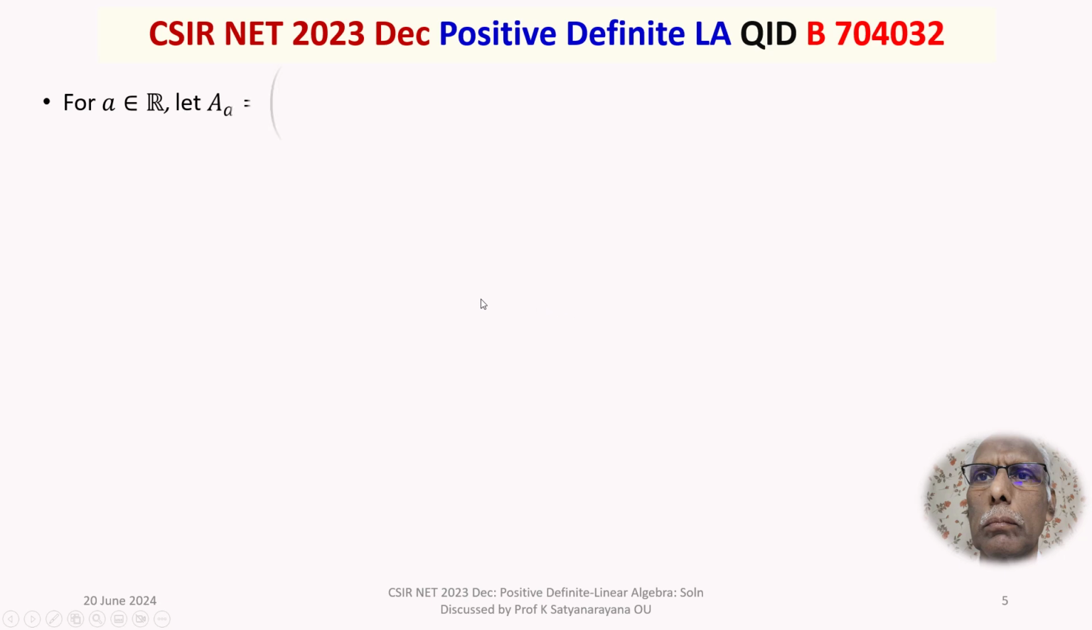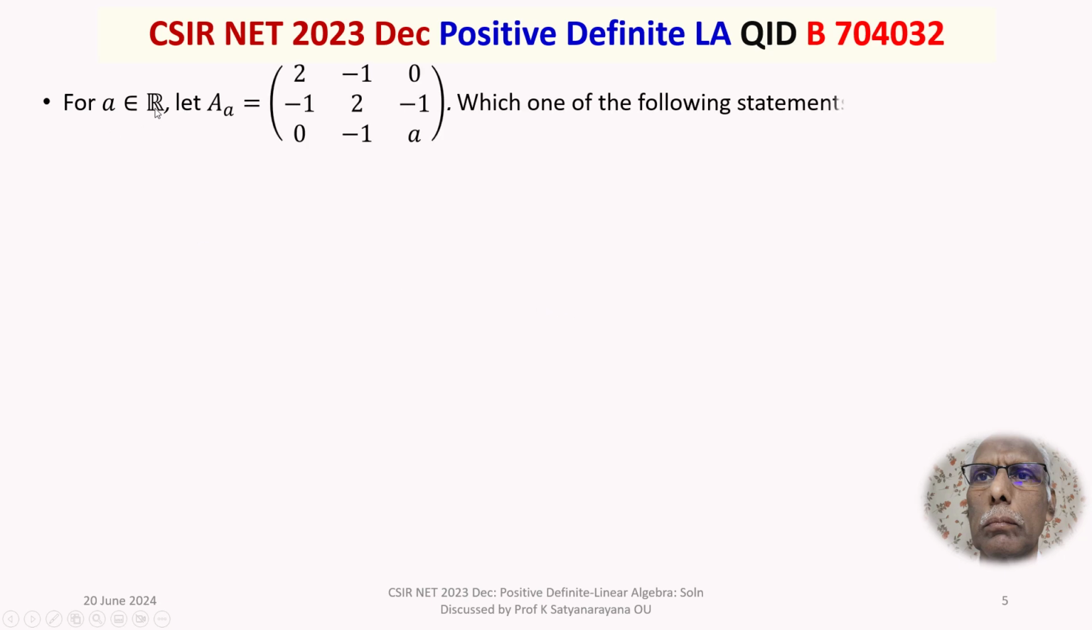The given question is: for a real number A, A sub A is equal to the 3 by 3 matrix. The first row is 2, minus 1, 0. Second row, minus 1, 2, minus 1. Third row, 0, minus 1, A. Then, which one of the following statements is true?